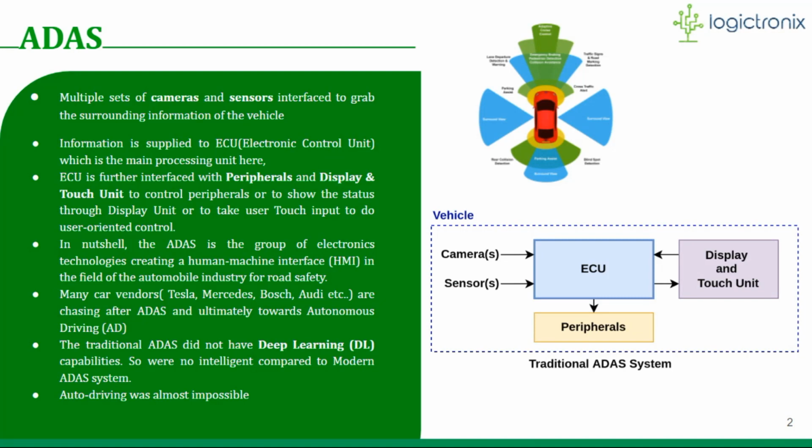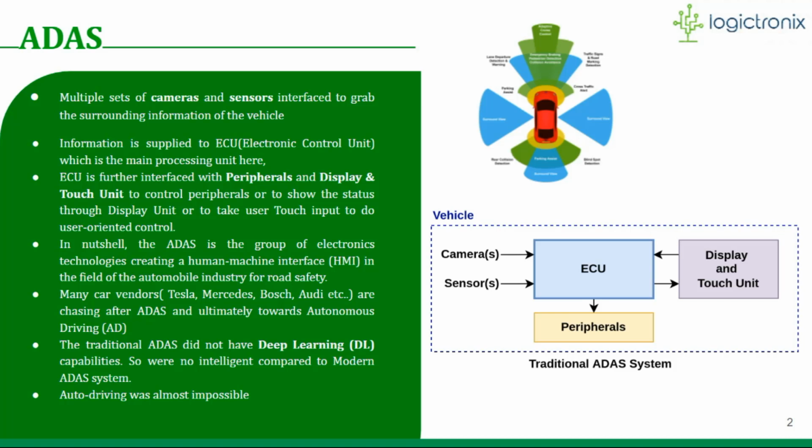ADAS can have multiple sets of cameras and sensor interfaces to grab the surrounding information of the vehicle. Information is supplied to the ECU, that is the Electronic Control Unit, which is the main processing unit here. The ECU is further interfaced with the peripherals and the display and touch unit to control peripherals, or to show the status through the display unit, or to take user touch input to do user-oriented control. In a nutshell, ADAS is the group of electronics technologies creating a human-machine interface, or HMI, in the field of automobile industry for road safety.